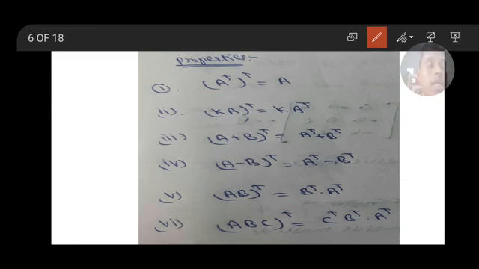Properties: A transpose whole transpose equal to A, K into A whole transpose equal to K into A transpose, A plus B whole transpose equal to A transpose plus B transpose. A minus B whole transpose equal to A transpose minus B transpose. AB whole transpose equal to B transpose into A transpose. ABC whole transpose equal to C transpose into B transpose into A transpose of a matrix.